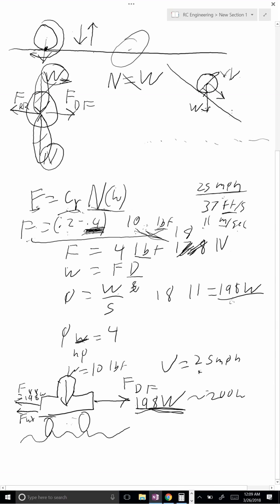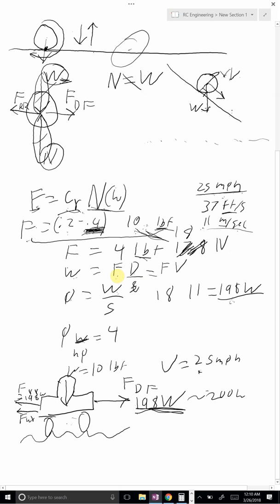Okay. So you end up here at newtons. Then to go to power, you take work over seconds. Work is force times distance, and this is also known as force times velocity. Then you need to figure out what the velocity of your craft is going to be. Let's say 25 miles an hour. Convert that to meters per second.